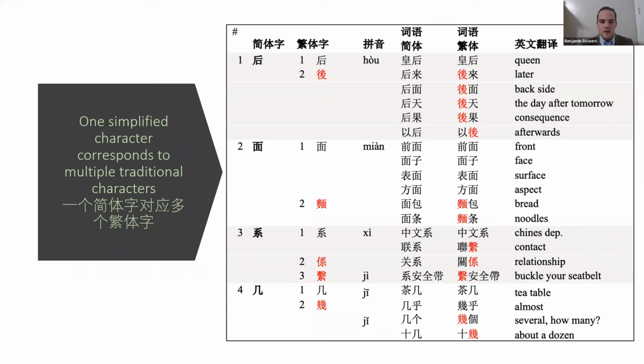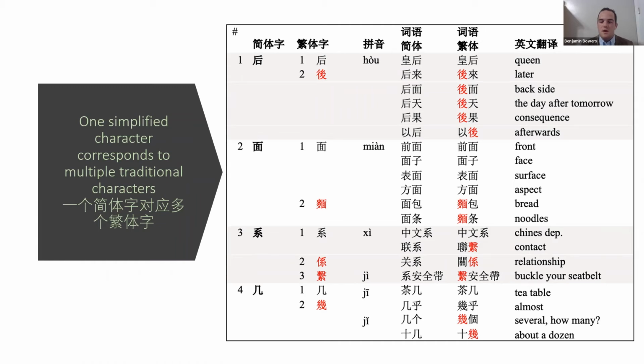For example, for our first word, we have 皇后. So the hou in 皇后, both its simplified and traditional character is the same. But these other words, 后来,后面,后天,后果,以后, these are all its traditional variant, as we can see. So we're just going to look at these relationships for a couple different examples, and then I'll give you a list of 300 of the most common characters that have these relationships.